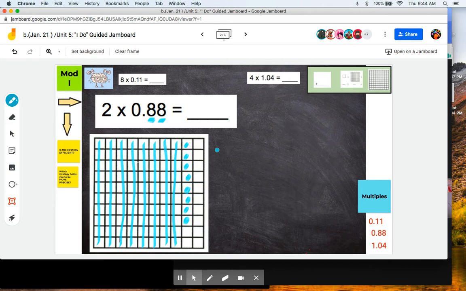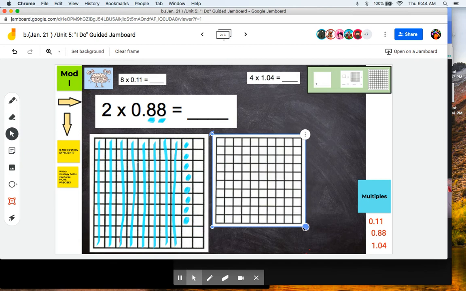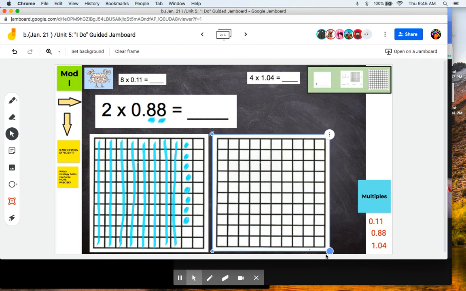Now, if I add another group, I should notice that I'm going to have a value greater than 1 whole. So I'm going to need another hundredths grid, because 88 hundredths 2 times is going to be greater than 1.